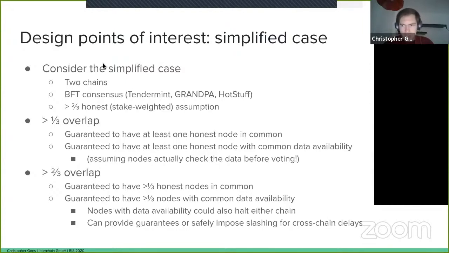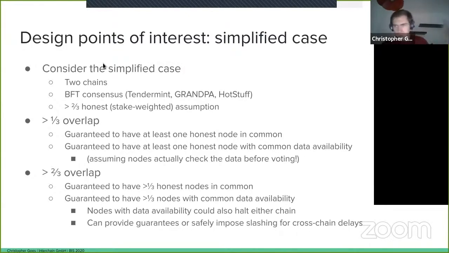So then we know that there's at least one honest node which has common data availability of, say, transactions which were committed to both chains. If we know that there's greater than 2/3 overlap, then we know that there's greater than 1/3 honest nodes in common and greater than 1/3 nodes with common data availability. And this level of overlap is particularly interesting because it means that you can safely introduce, without introducing any new security assumptions, guarantees about cross-chain latency, which is otherwise not possible.